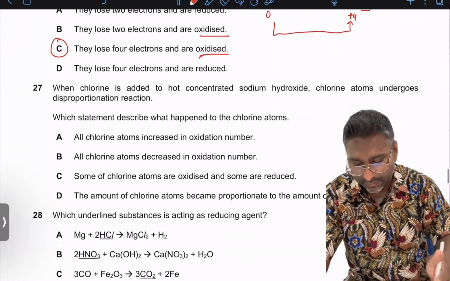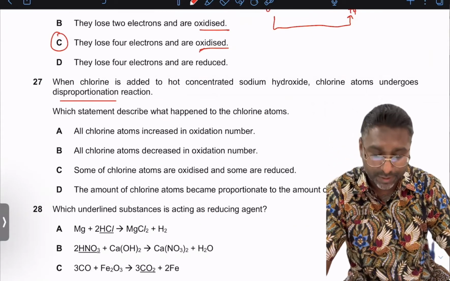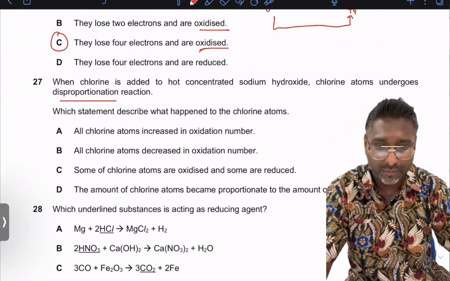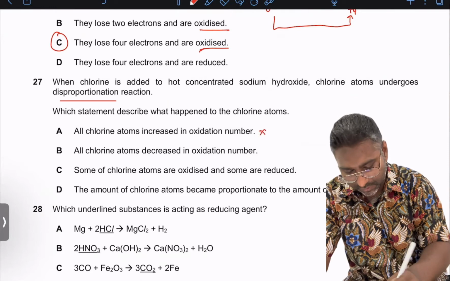Next, this is a disproportionation reaction. What is a disproportionation reaction? The same element can be oxidized and also can be reduced. So the best answer, this one is not the answer.